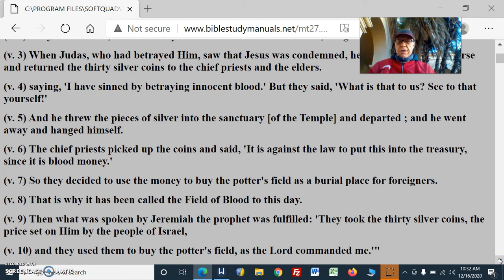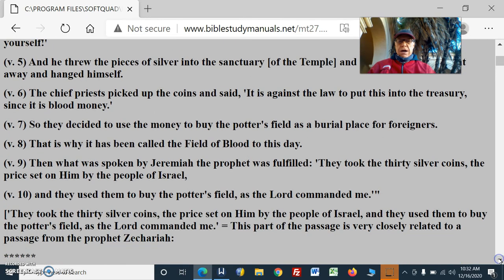Then what was spoken by Jeremiah the prophet was fulfilled. They took the 30 silver coins, the price set on him by the people of Israel, and they used them to buy the potter's field as the Lord commanded me. So, that phrase, they took the 30 silver coins, the price set on him by the people of Israel, and they used them to buy the potter's field as the Lord commanded me. This part of the passage is very closely related to a passage from the prophet Zechariah.